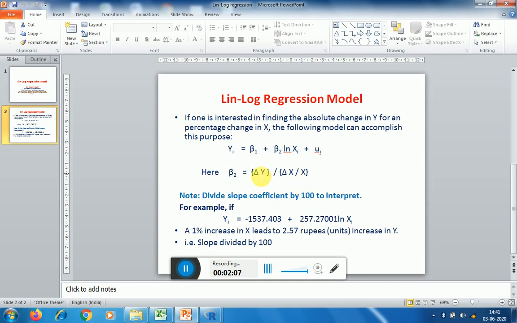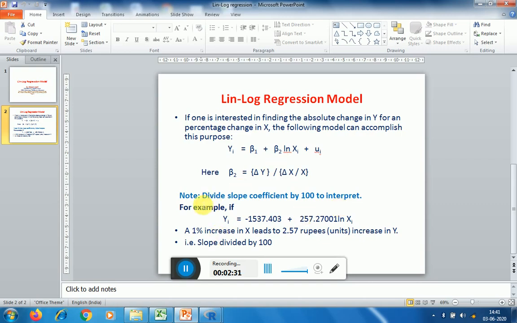In log linear regression model, we multiply this beta 2 by 100 for drawing the inferences, but in linear log we have to follow the opposite, that is, when there is a log existing, then its coefficient must be divided by 100. So this you must always remember.